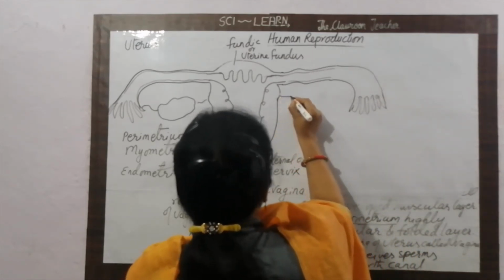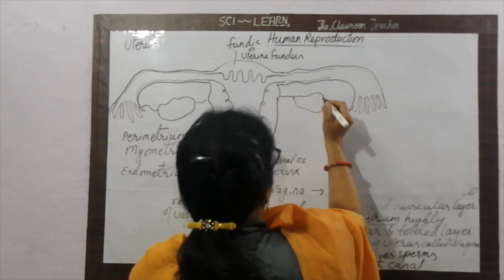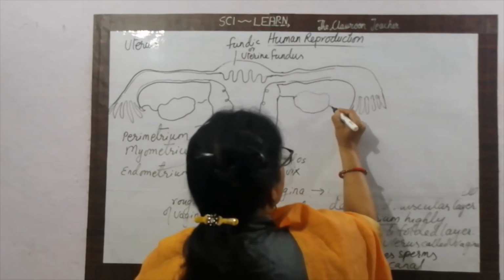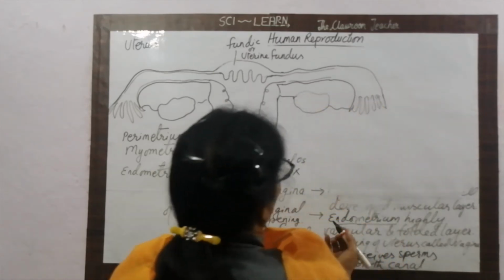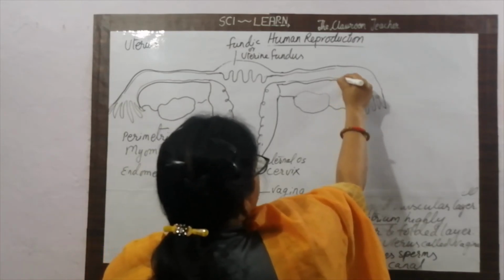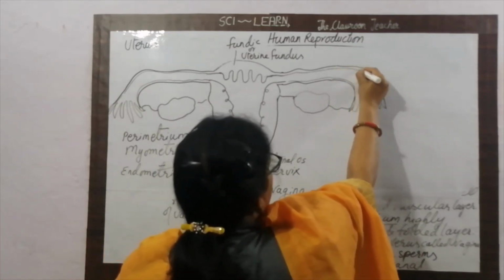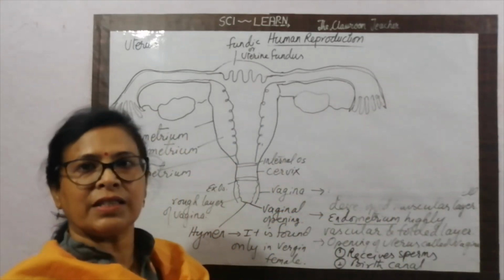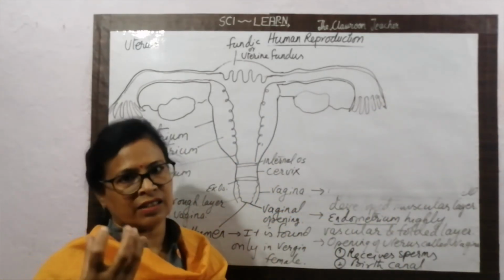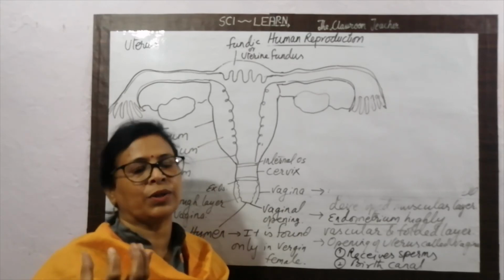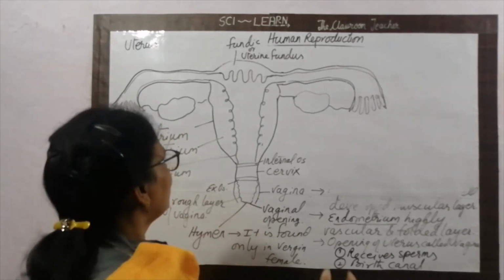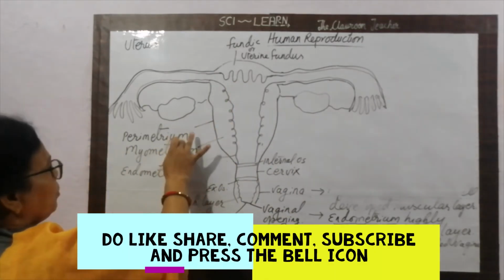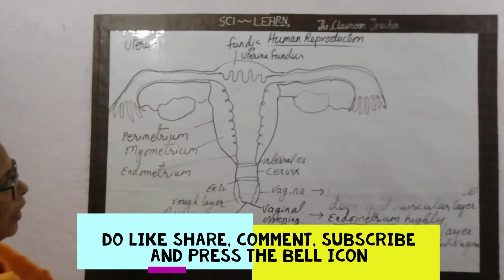Here the ovary is present, which is 8 centimeter to 5 centimeter in size, and forms the ovum. This is collected by the fimbriae, stored by the infundibulum, and fertilized in the ampulla. The isthmus is the part where the fertilized zygote develops to form an embryo. The embryo implants here in the uterus, which is made up of 3 layers: perimetrium, myometrium and endometrium.